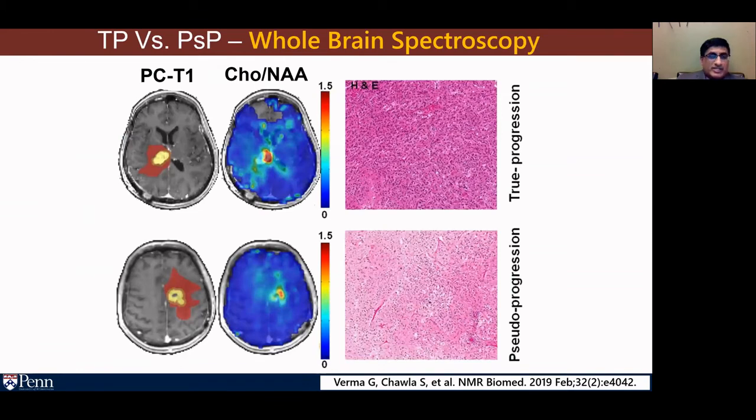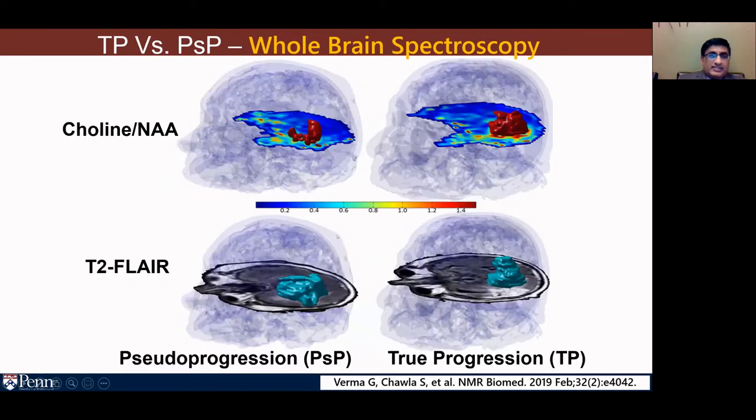So when we use whole brain spectroscopy to differentiate TP and PSP, we observed higher choline to NAA ratio in case of the TP compared to PSP. As you can see, this is a red mark. So we got higher choline to NAA ratio in case of the TP compared to case of PSP. So again, this is another example.